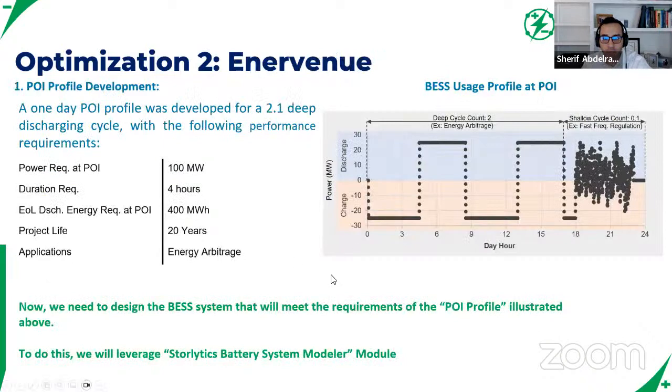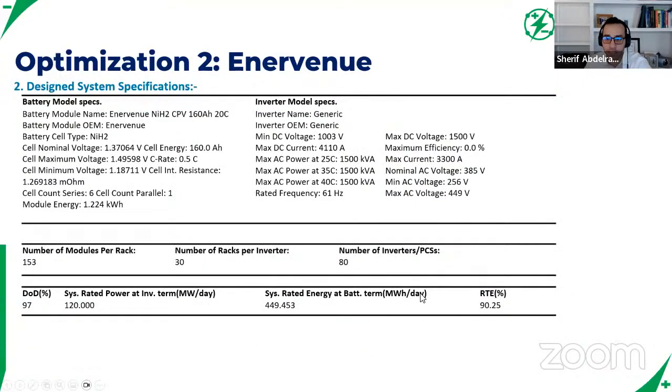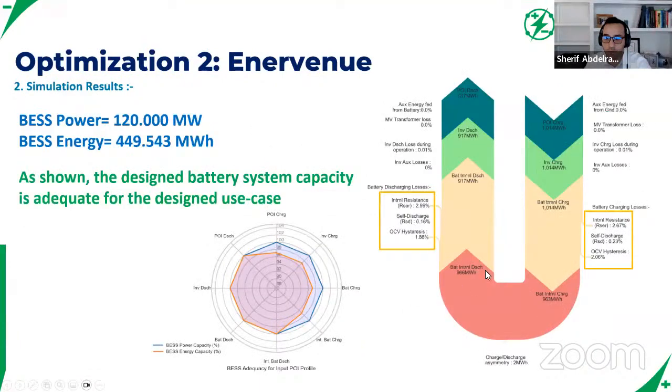All right, now that's for lithium. Let's switch over to nickel hydrogen. In this case, the OEM is Enervenue. Folks may be aware of them. They're getting a lot of press, and they're really doing a great job with their product. But all right, let's see how it performs. Now, again, we're focusing here on the efficiency of the system and losses.